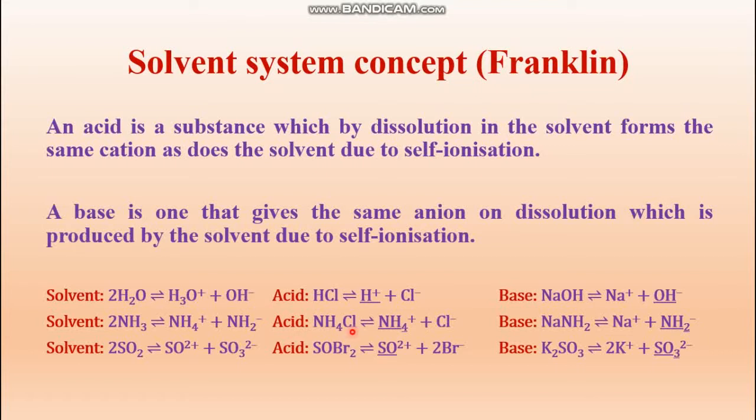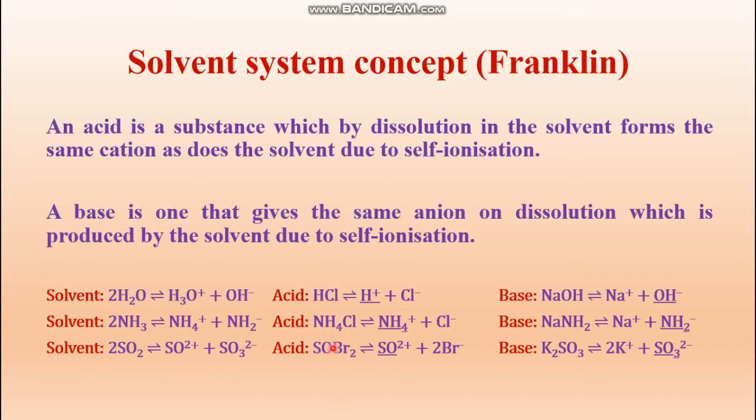In the next example, ammonium chloride. Ammonium chloride is generally known as a salt, but here, according to the Franklin concept, it will be treated as an acid because it can produce ammonium ion, and if the solvent is liquid ammonia, then it is producing the similar cation produced by self-ionization of ammonia. So it will be treated as an acid. In case of sodium amide or sodamide, it produces NH2- or amide ion, which is similar to the amide produced by self-ionization of liquid ammonia. So it is now a base, not a salt in liquid ammonia solvent.